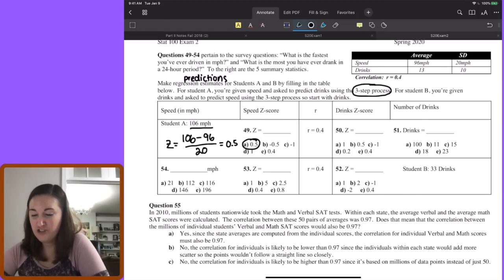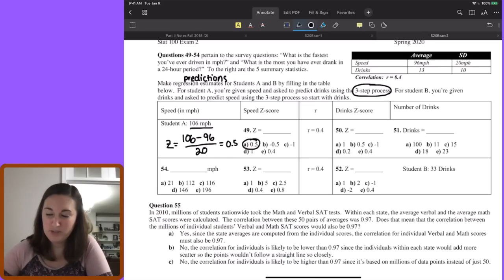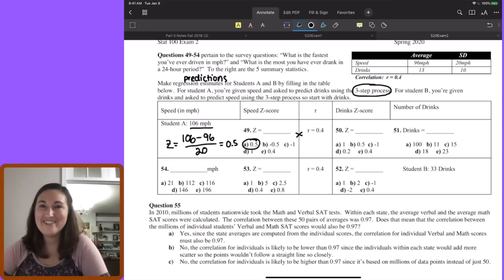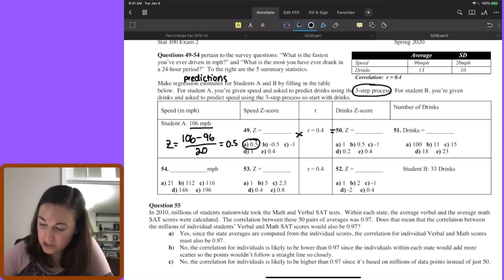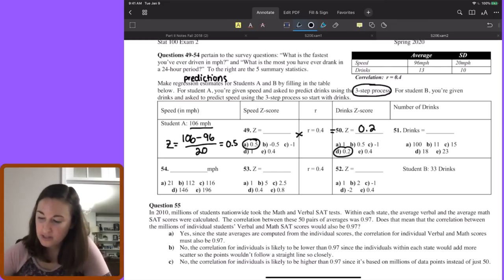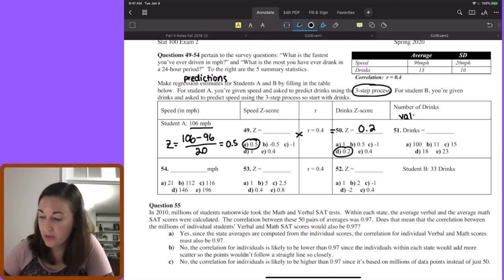And then to multiply by r, we need to do that to get the next z-score, the predicted z-score, and 0.5 times 0.4 is 0.2. And then we want to convert that back into a value. So I'm going to use the rearranged z-score formula: value equals average plus z times SD.